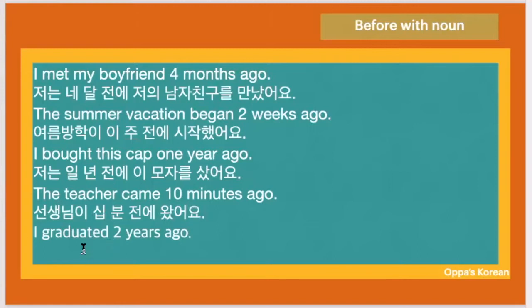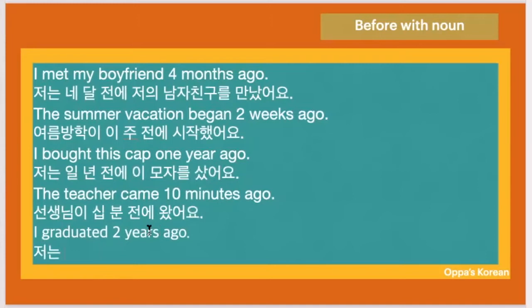I graduated 2 years ago. 저는 2 years, 2년. 2 years, noun plus ago, so 2년 전에. To graduate, 졸업하다, past tense, 졸업했어요.